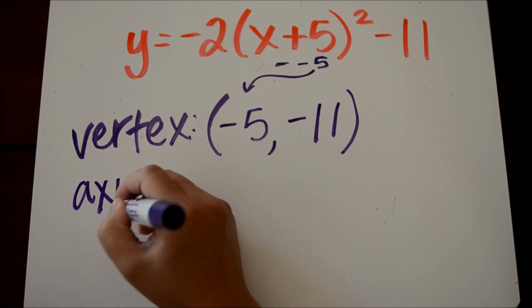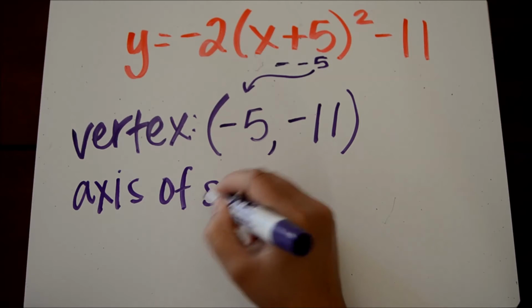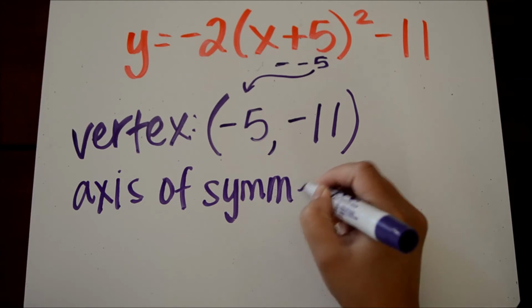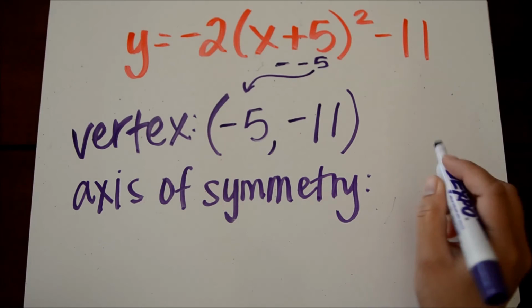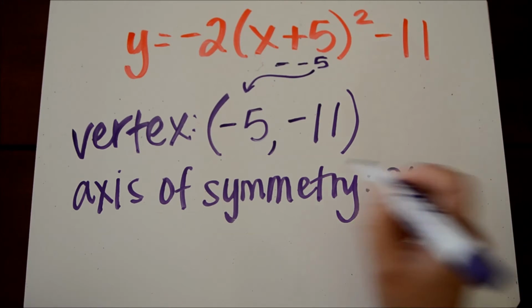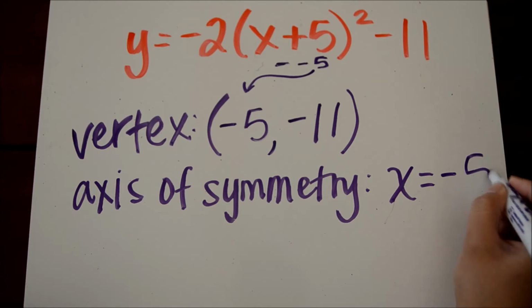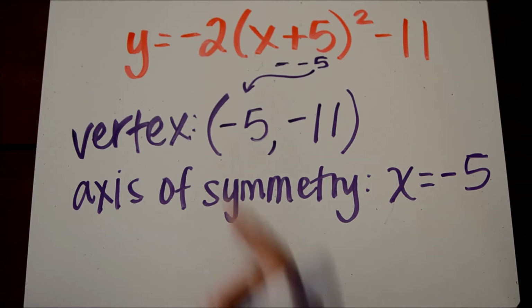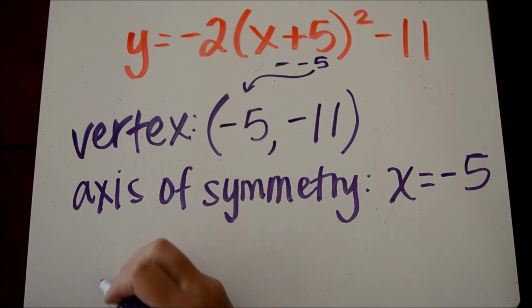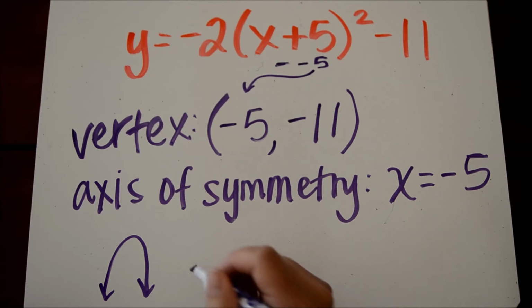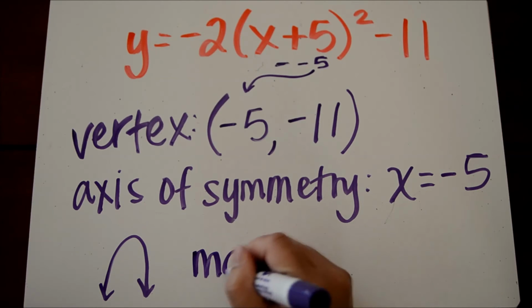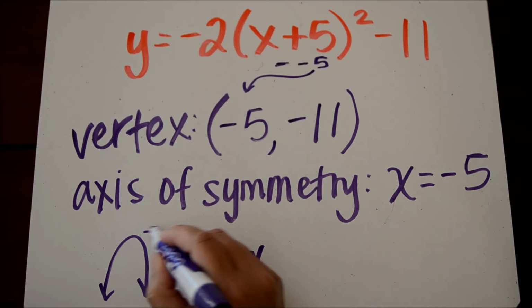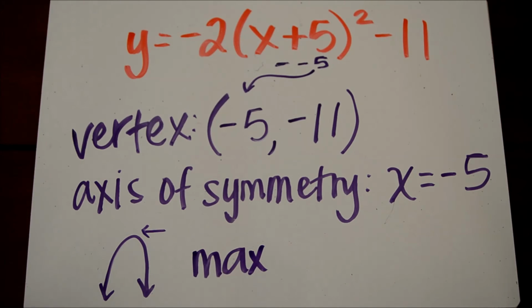Our axis of symmetry, remember, axis of symmetry is actually an equation of a line. It's not a point or a number, so it's x equals whatever our h value is, which is -5. And since our a value here is negative, it means our graph opens downward, which means this function has a maximum. It has a high point instead of a low point.